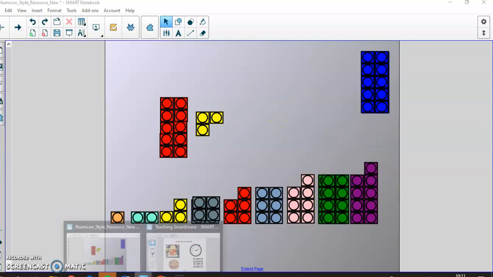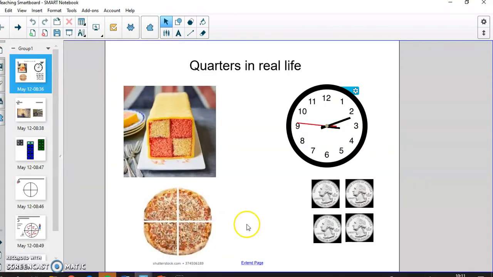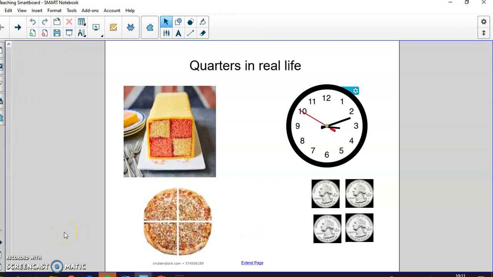And let's have a look at the main bit of our lesson for today. So we're going to be looking at quarters, and we're going to look at lots of examples of quarters in real life and also how we quarter amounts as well, like finding a quarter of 8, for example.